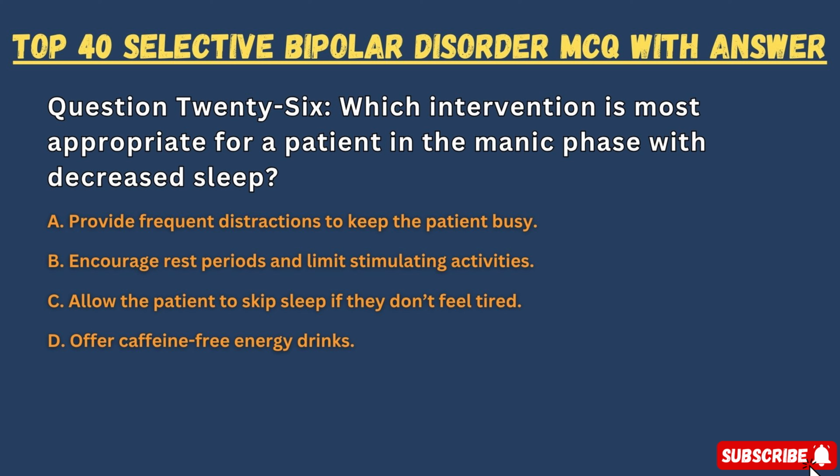Question 26. Which intervention is most appropriate for a patient in the manic phase with decreased sleep? A. Provide frequent distractions to keep the patient busy. B. Encourage rest periods and limit stimulating activities. C. Allow the patient to skip sleep if they don't feel tired. D. Offer caffeine-free energy drinks.